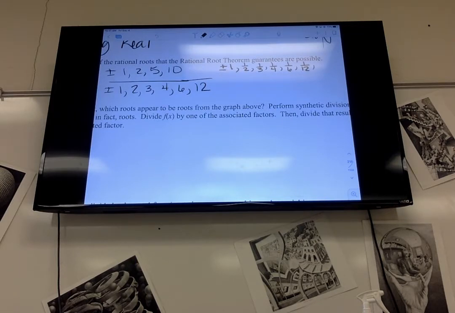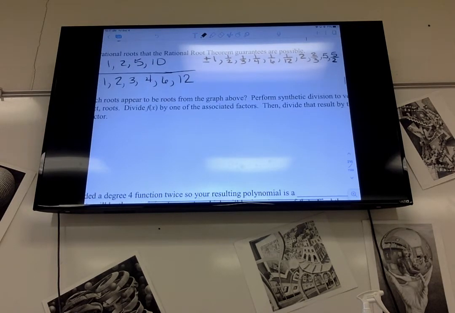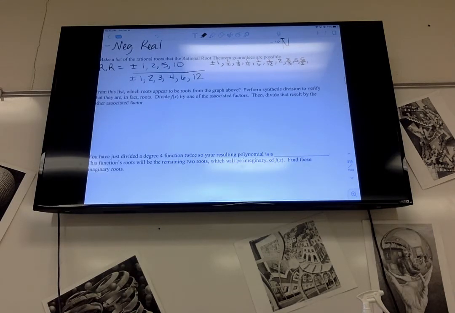Now we do 2. 2 over 2 is 1, so I don't have to do that one again. 2/3 I do. 2/4 I don't, that's 1/2. 2/6 I don't, that's 1/3. 2/12 I don't, that's 1/6. Now 5. 5 over 1, 5 over 2, 5 over 3, 5 over 4, 5 over 6, and 5 over 12.